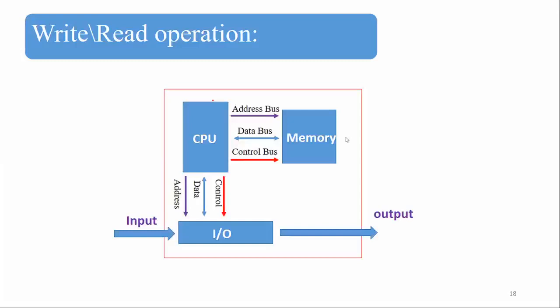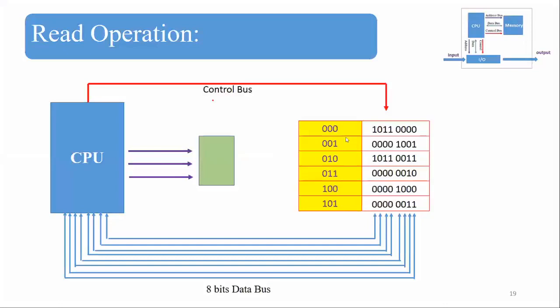So basically, this is the figure that you have seen before. Let's go to the next slide. Now we want to see the read operation. The slide is self-explanatory, so I'll just go on. To read something from the memory, there are 3 steps.